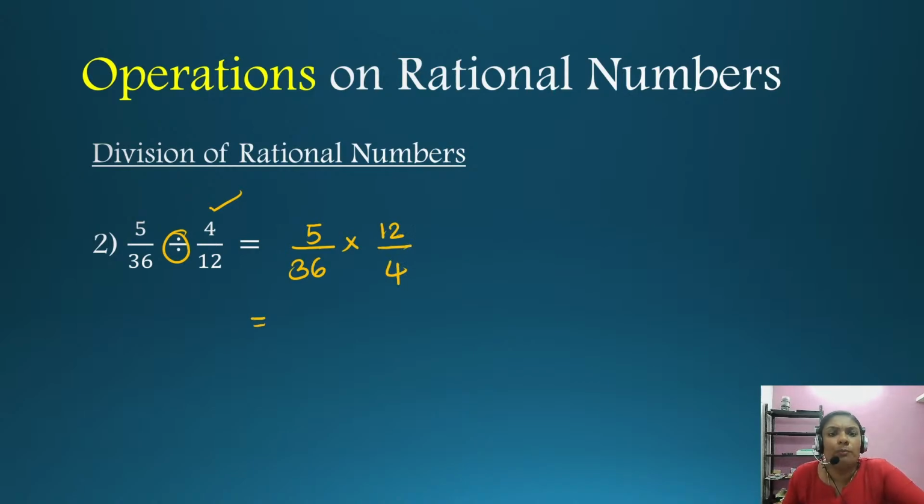Is there any scope for cancellation? Yes, right? 12 1s are 12, 12 3s are 36. Now anything else? Nothing to cancel. So numerator into numerator, 5 1s are 5. Now 3 4s are 12. So the quotient is 5 by 12.